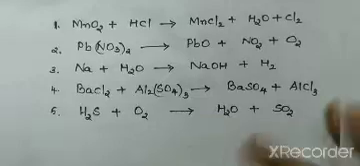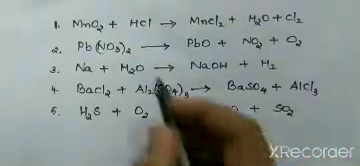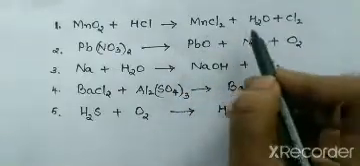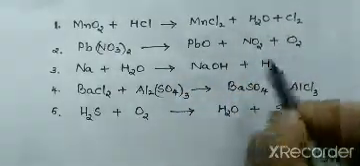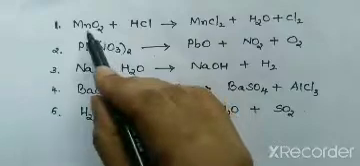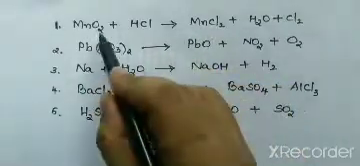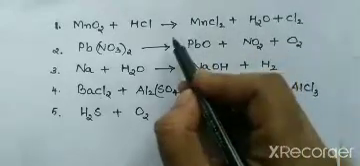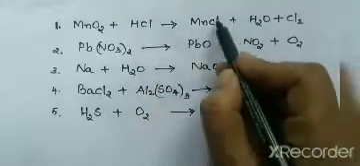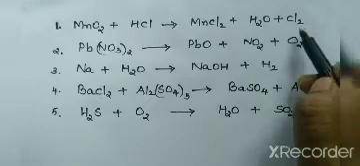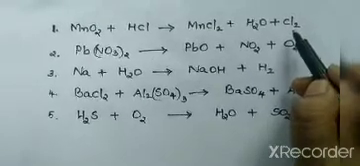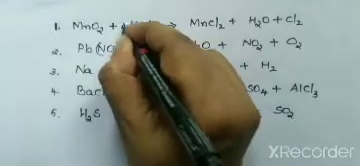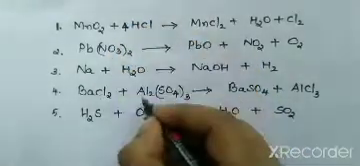Let us try to get the balanced equations. First one, MnO2 plus HCl gives MnCl2 plus H2O plus chlorine. Here, one atom of manganese on both sides, two atoms of oxygen, here only one atom of oxygen. Now let us take chlorine, two atoms of chlorine plus two atoms of chlorine. That gives you a total of four atoms of chlorine. Thus you need to put 4 here so that you get 4 atoms of chlorine.